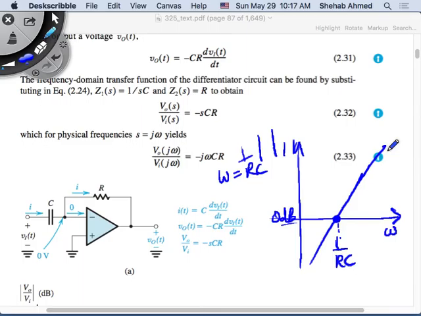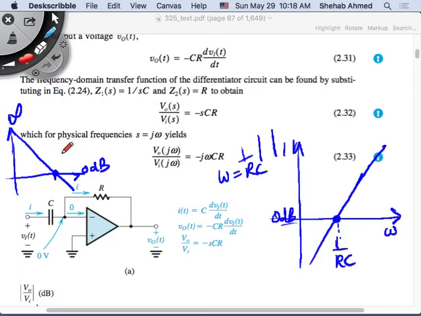Same characteristic we had before for the integrator. The integrator characteristic was the opposite, right? At DC, the gain was infinity. And at high frequency, there was a point where this gain becomes unity, or 0 dB, right? That was the integrator. What did we find was a problem with this?